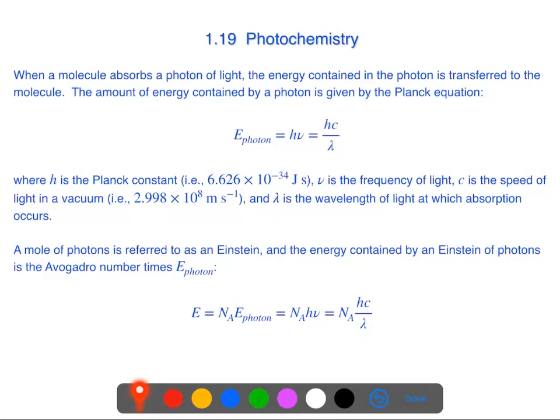Now, a mole of photons is referred to as an Einstein, and the energy contained by an Einstein of photons is the Avogadro number times the energy of a photon, as shown in this expression.